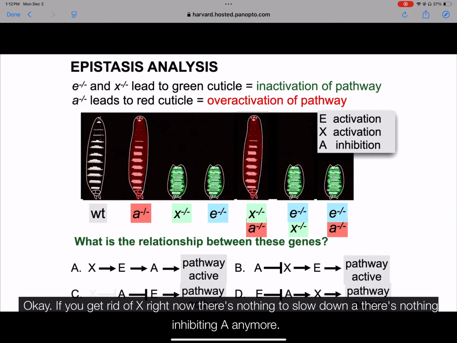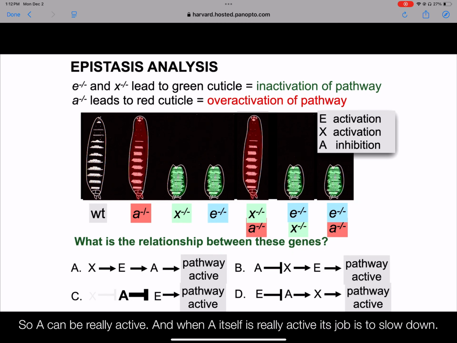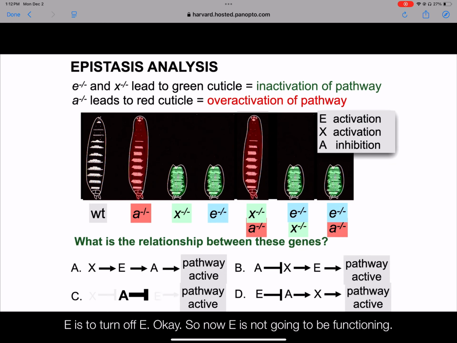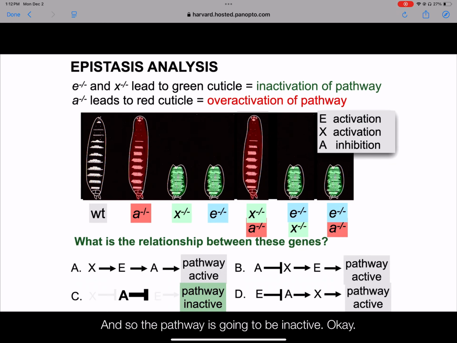If you get rid of X, now there's nothing to slow down A. There's nothing inhibiting A anymore. So A can be really active, and when A itself is really active, its job is to slow down E, to turn off E. So now E is not going to be functioning, and so the pathway is going to be inactive.